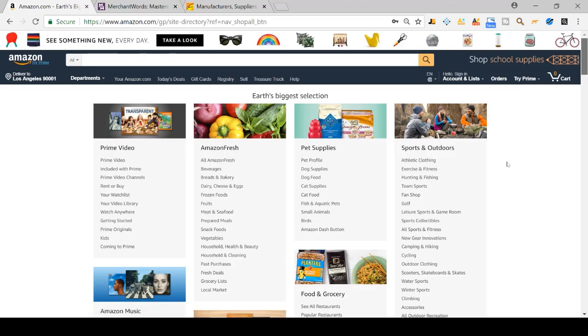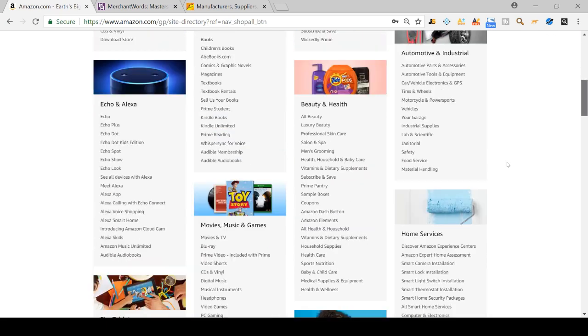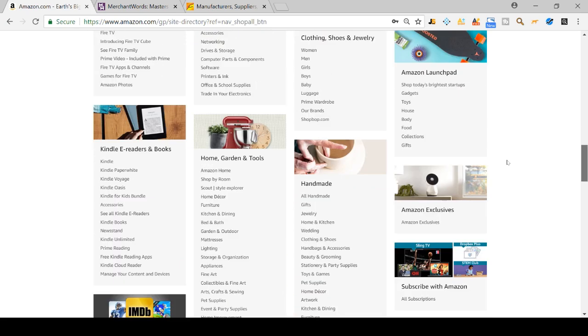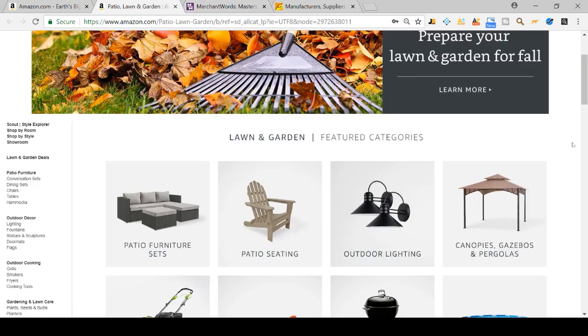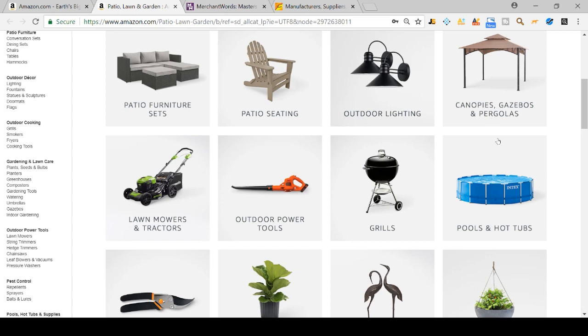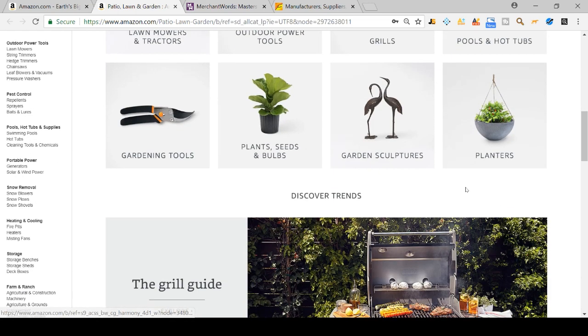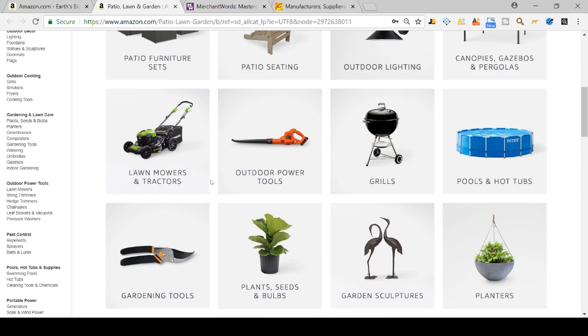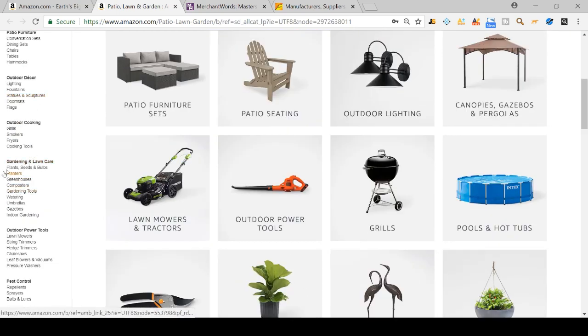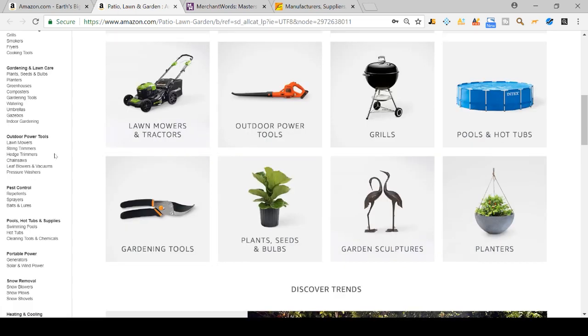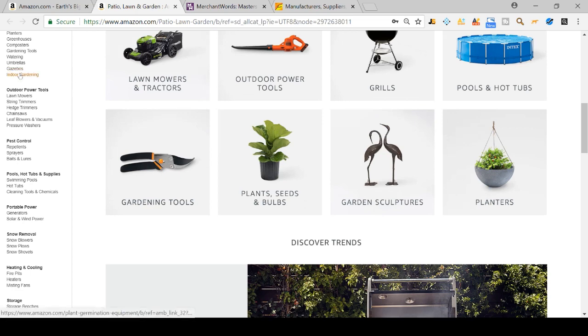So here we are on amazon.com, and this is the departments page. We will scroll down. We are looking for home, garden and tools, and we will pick a category. Let's say we will pick garden and outdoor, and so this is the garden and outdoor department. We can see a lot of categories here, sub departments or categories, whatever you want to call them. On the left hand side there are sub departments or sub categories. So I will try to find something from within this main category. Let's say I'm going to go for indoor gardening.